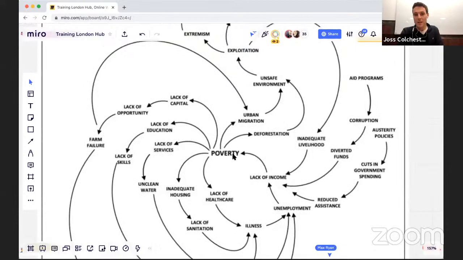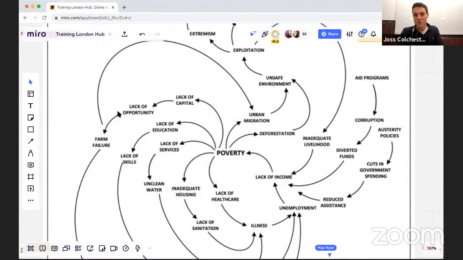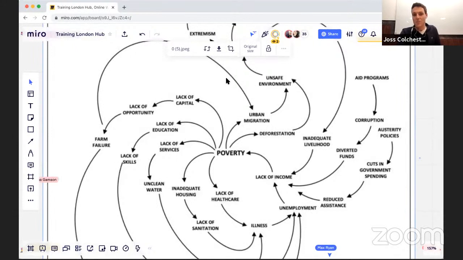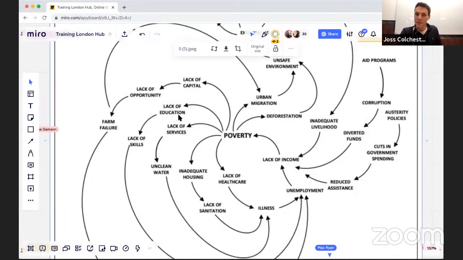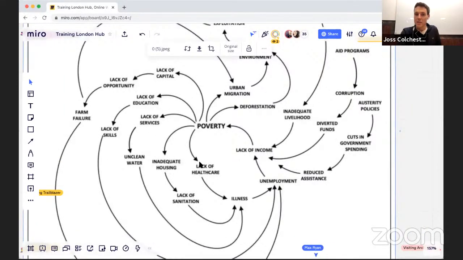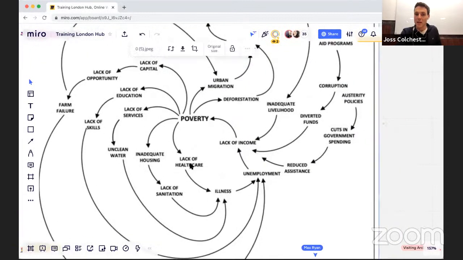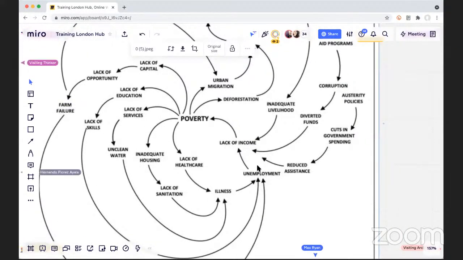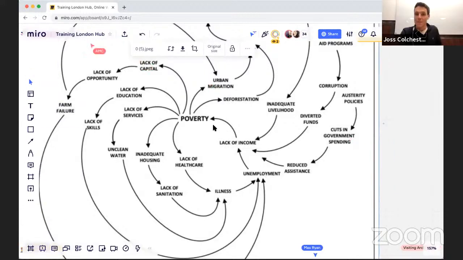So then on the other side, they've got the things that lead out of it, right? So poverty obviously leads to lack of capital. You're not going to have any money. Yeah, it can be difficult to get a good education. Lack of services, very likely, inadequate housing. And then this one here, lack of healthcare leads to illness, leads to unemployment, back to lack of income, back to poverty. That there we call the poverty trap.